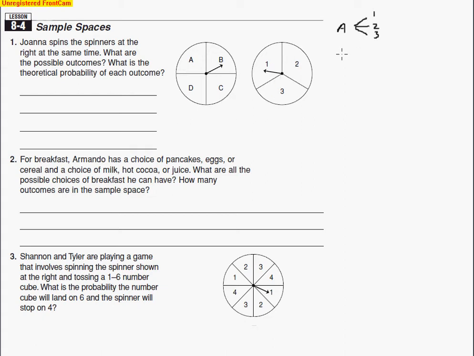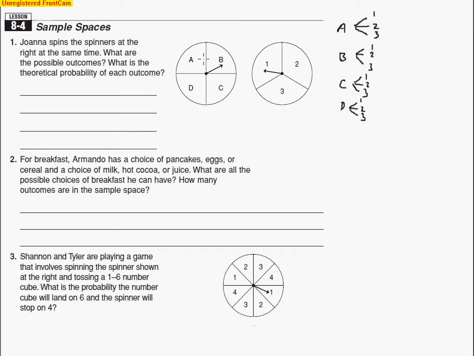Well, what happens if I spin a B with this first spinner? Well, I could have the same possibilities with the second spinner. I could either have a 1, a 2, or a 3. And then if I spin a C with this first spinner, I could still have the possible outcomes of a 1, 2, or 3 from that second spinner. And then I still have the D to go. And so again, I have those same outcomes of either a 1, a 2, or a 3.